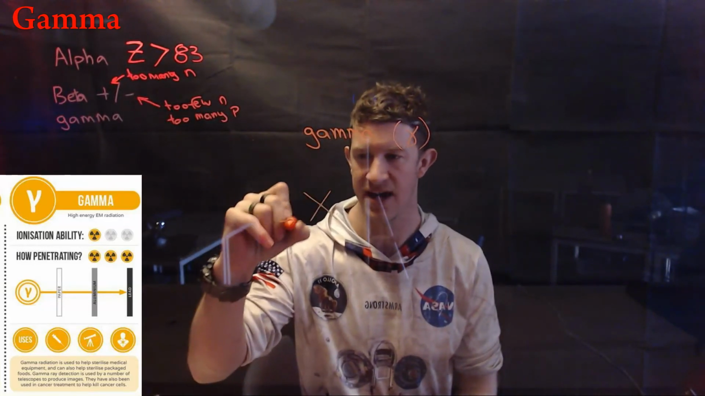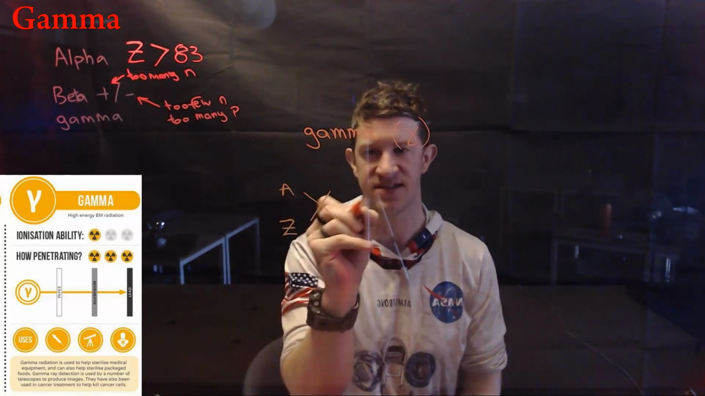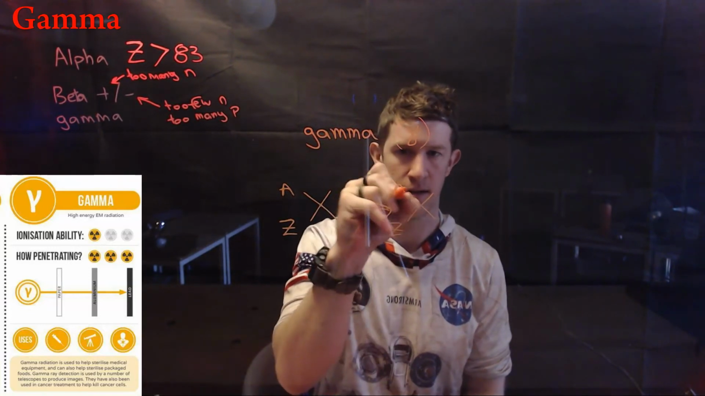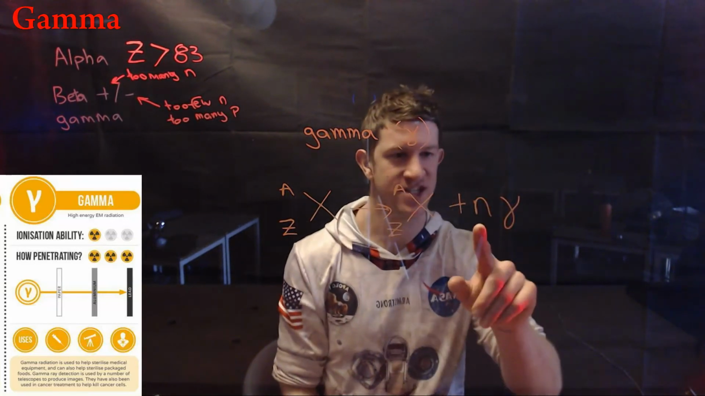So if we were to look at a general equation before, where we have our Z, A stuff, then it's just going to decay into something, but it's also going to produce gamma particles. And this just is how many.